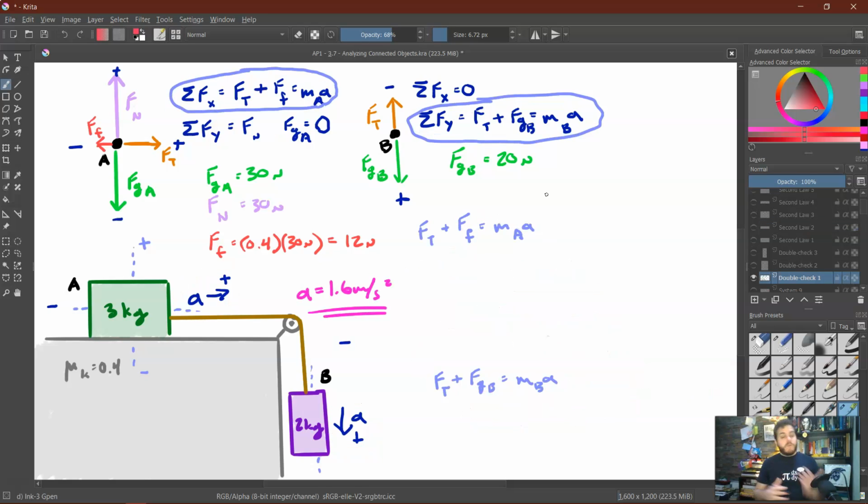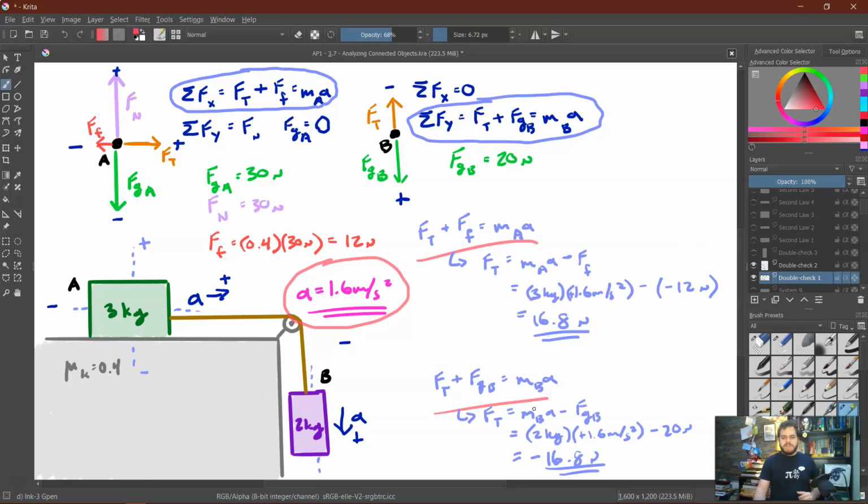Remember, for the system of equations method, it's really easy to double check our work. So we got that the acceleration was 1.6 meters per second squared, and I went ahead and rewrote my two net force equations without the changed positives and negatives. And I go ahead and rearrange them to solve for FT. We get that for block A, the tension force is 16.8 newtons. For block B, the tension force is -16.8 newtons. Perfect. They make a net force pair.